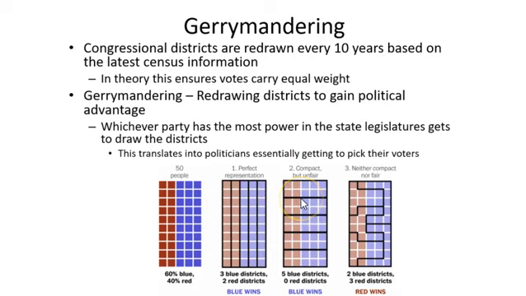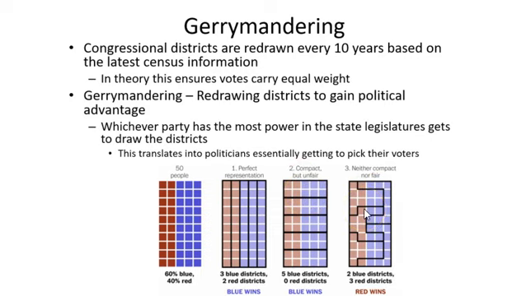Now, this one is compact, so the districts are a little bit more compact because they're not necessarily in those straight lines, but it's very unfair because now we have 100% blue districts and 0 red when actually, 40% of the people living there are red.